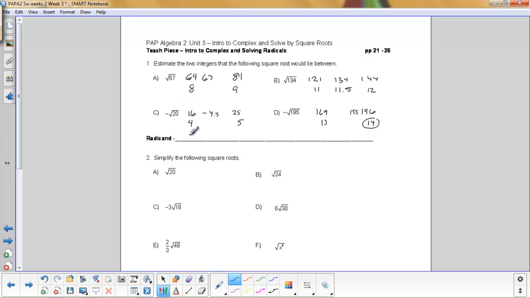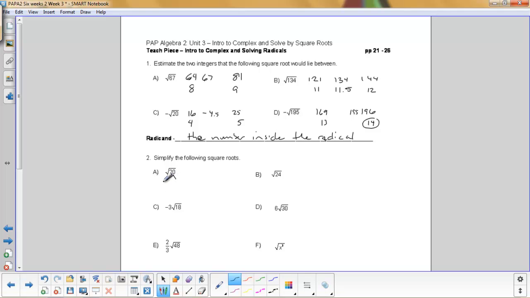The radicand is the number inside the radical symbol. Simplifying the following square roots involves finding perfect squares by using prime factorization. All that means is you draw your tree diagrams.